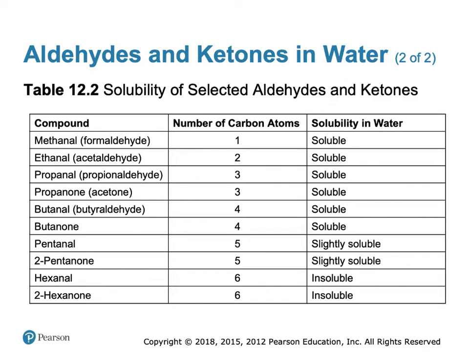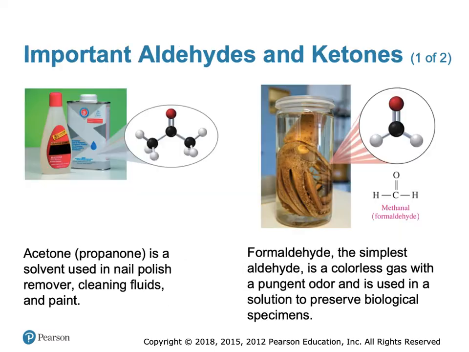Similar to what we looked at for alcohols, here's a table of aldehydes and ketones with different numbers of carbons and their solubility in water. Let's go through some important aldehydes and ketones. Acetone is a solvent that's used in nail polish remover, cleaning fluids, and paint. It's a very useful organic solvent because of the polar carbonyl group and the non-polar methyl group. So it's got that duality that ethanol has. However, it's more volatile than ethanol. It evaporates more readily.